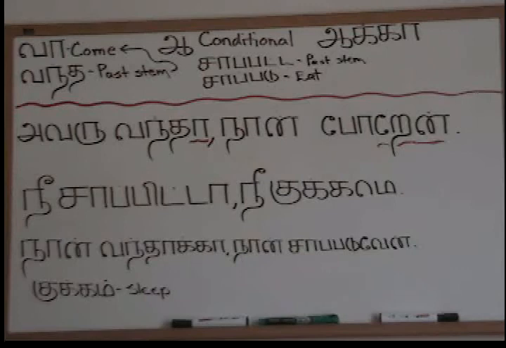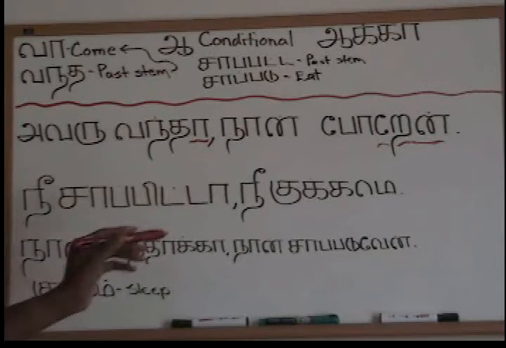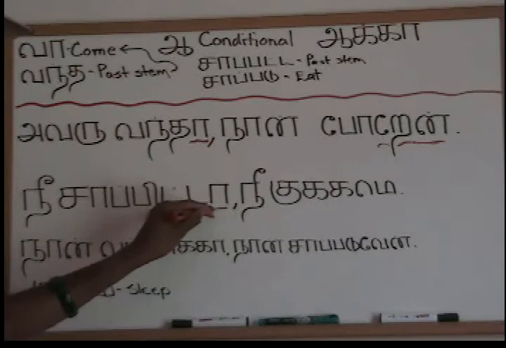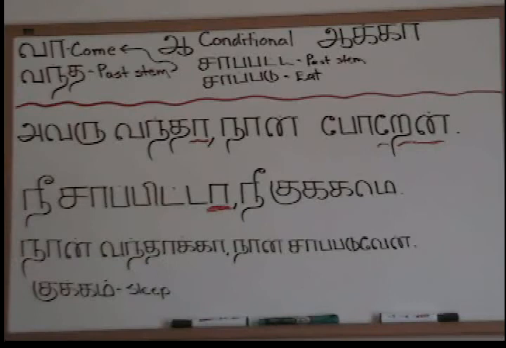So you just add the I on the end of that to get the conditional. As far as I know for now, there may be some different way, but for now, I know for a fact that you add the I on the end of the past stem, and you will get the conditional.